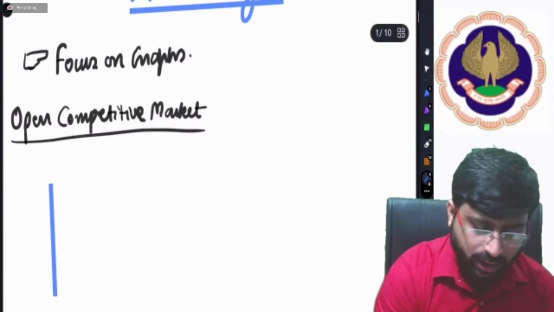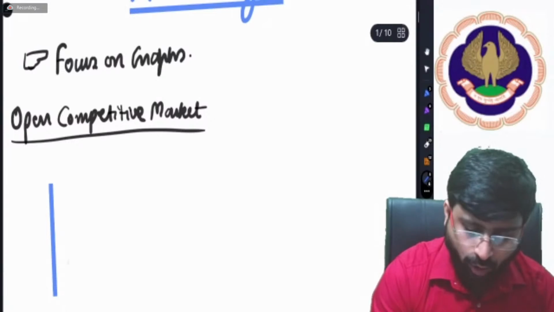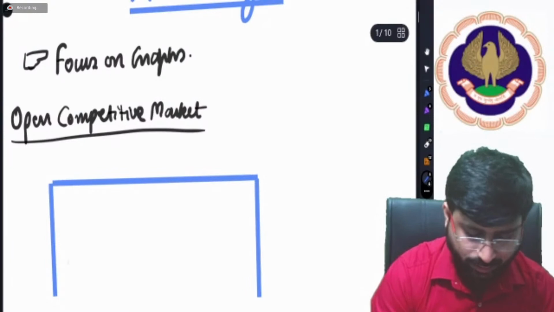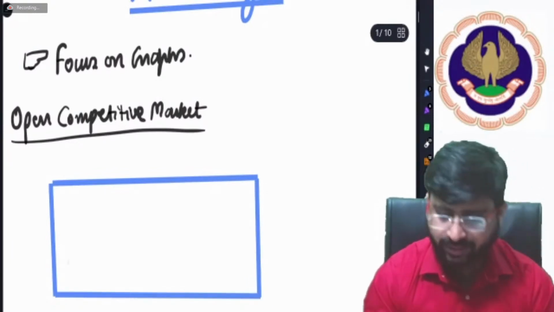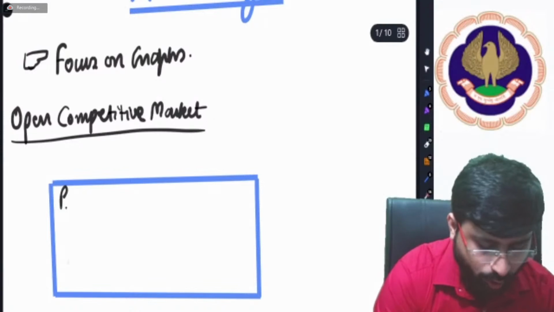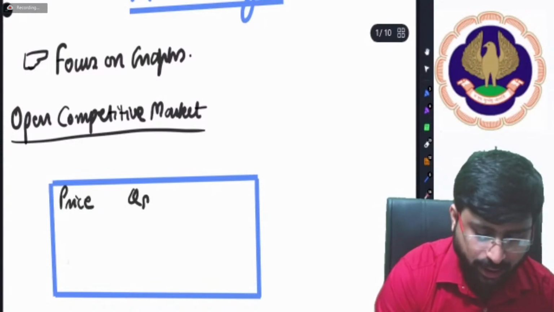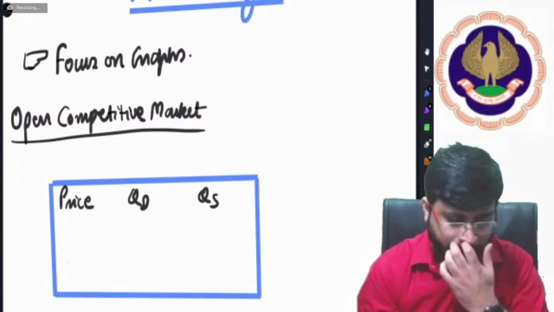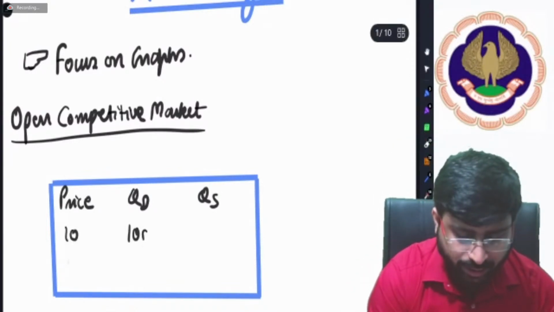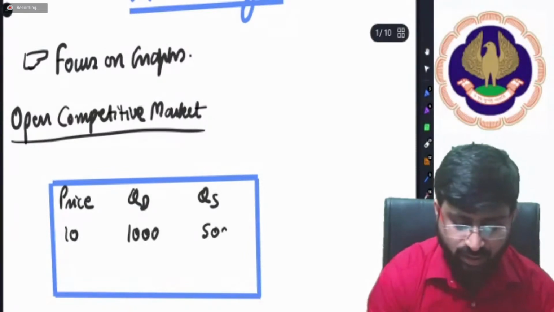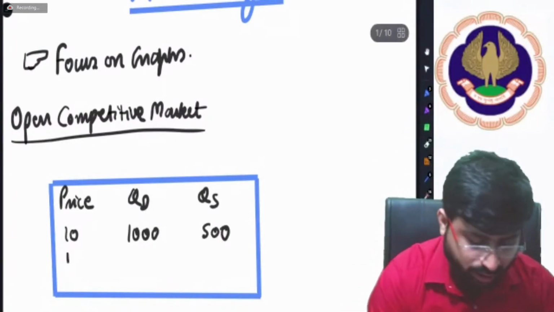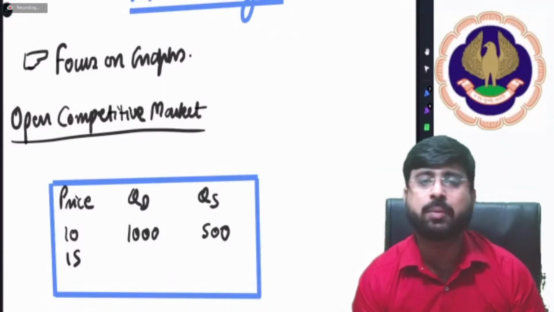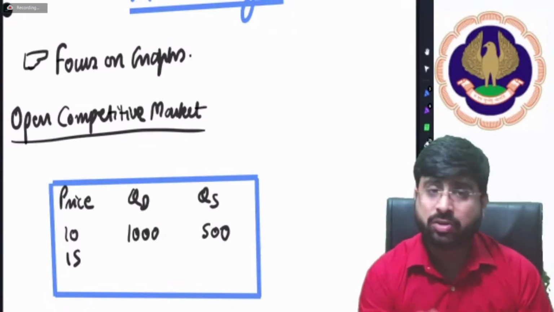Let me draw for you a table and explain the same. Have a look, friends. Let's say I draw a price column, a quantity demanded column, and a quantity supplied column. Suppose when price is 10 rupees, quantity demanded is 1000 units, but supply is 500 units. When price rises further, let's say to 15 rupees, consumers say, oh my God, the price has increased so much, we will not want much. So the demand will fall.